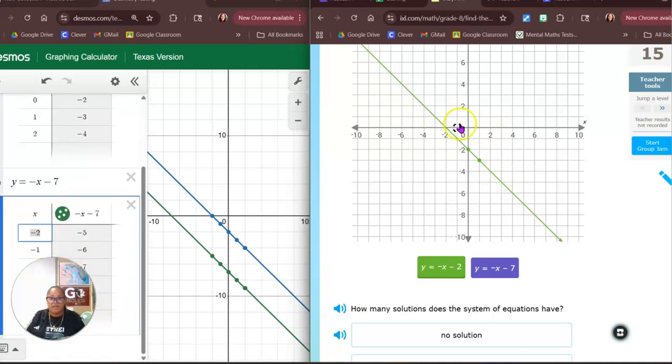Now click on the purple one. I've got 0 and negative 7. 0 down 7. Make sure you stay on this y-axis. And then run to the right 1, because that's my 1, and then negative 8 and down 8. So I've made my 2 parallel lines.